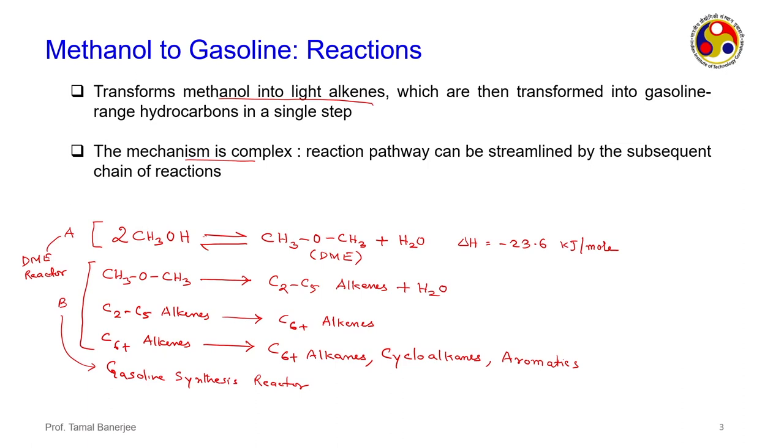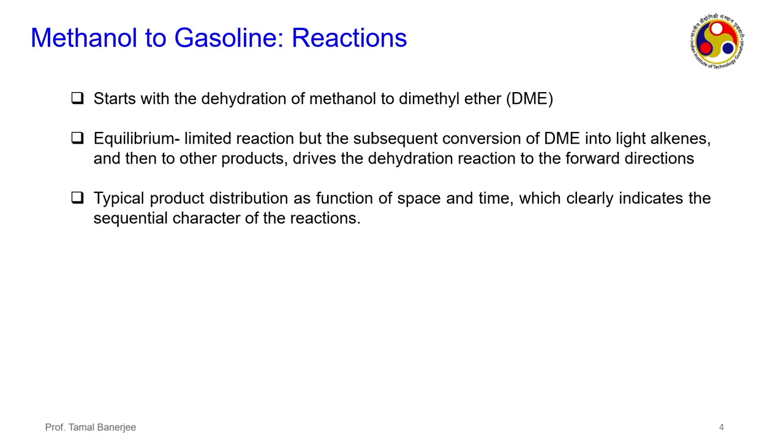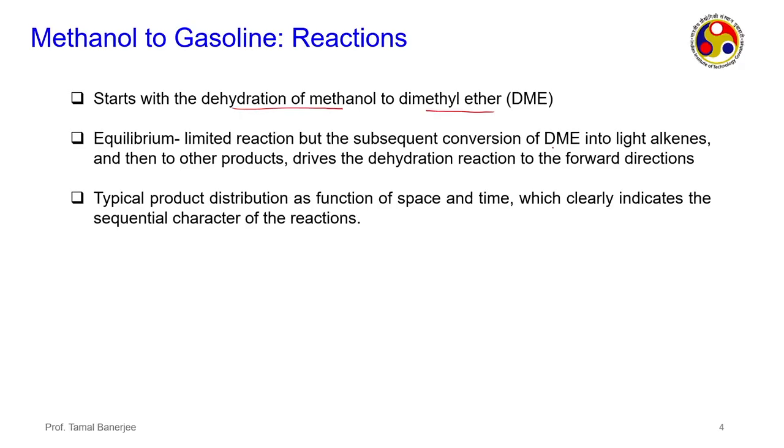So let us move. Just to summarize whatever I discussed in the previous slide, it starts with the dehydration of methanol to dimethyl ether. Because this process is equilibrium limited, you cannot have complete conversion. Note that I have given a reversibility sign to it, so it is limited by equilibrium. But the consumption of DME to light alkenes, the subsequent reactions, and to other products such as gasoline, is very fast.